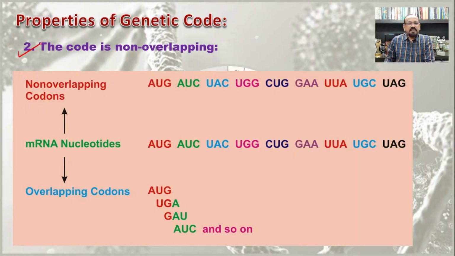The second property of the genetic code is that the code is non-overlapping. Now, for example, this is the sequence of nitrogen bases present on the mRNA.